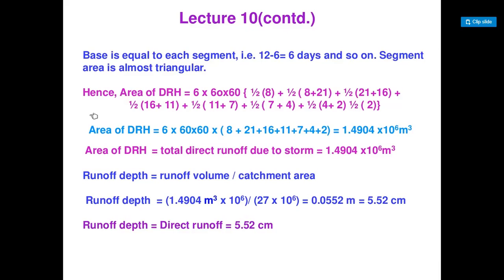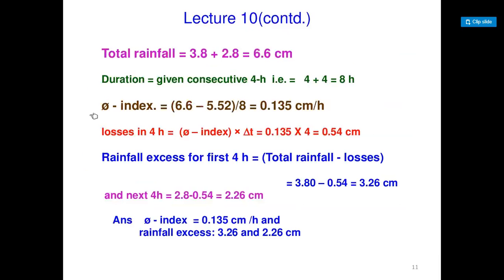Runoff depth is equal to runoff volume divided by catchment area. Runoff depth is equal to 1.4904 into 10 to the power 6 meter cube divided by 27 into 10 to the power 6, that is equal to 0.0552 meters, that is equal to 5.52 centimeter. So runoff depth, the direct runoff, is equal to 5.52 centimeter.